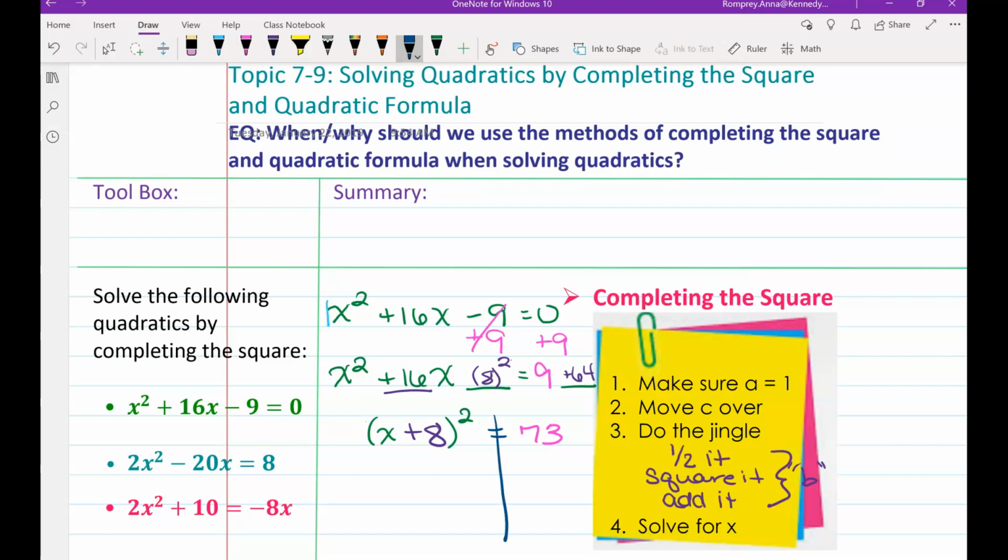So when I do that, first thing I need to get rid of is this pesky little squared. Because if I were to square everything, I'd end up back where I started. So I want to get rid of the squared. So what's the opposite of a squared? Square root.